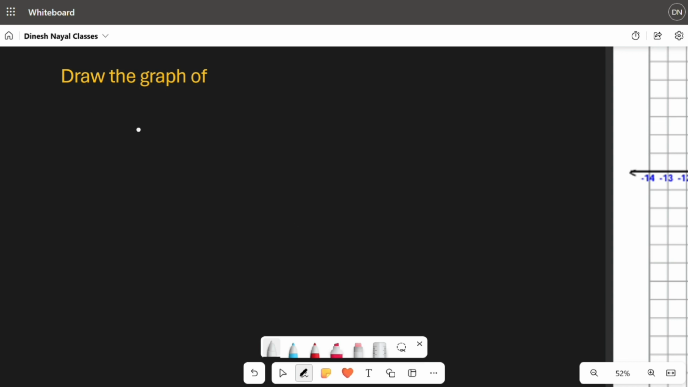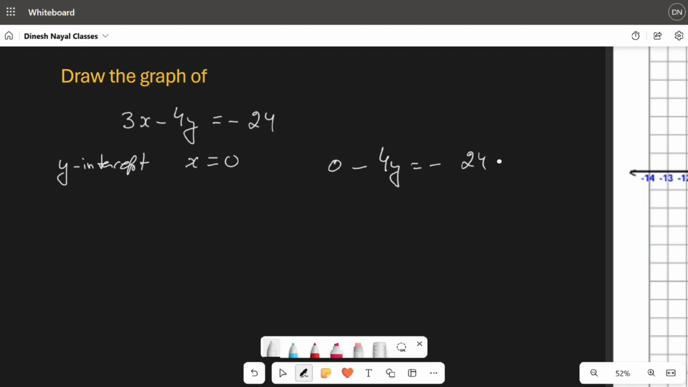now suppose the equation is 3x minus 4y equals minus 24. Now how to draw the graph of this? So our first step is we find the y-intercept. To find the y-intercept, what you will do? You put x equal to 0. If you substitute x equal to 0 over here, 3 into 0 will be 0, minus 4y equals minus 24. Okay, minus minus will get cancelled, so 4y equals 24, y will be 24 by 4, that equals 6.